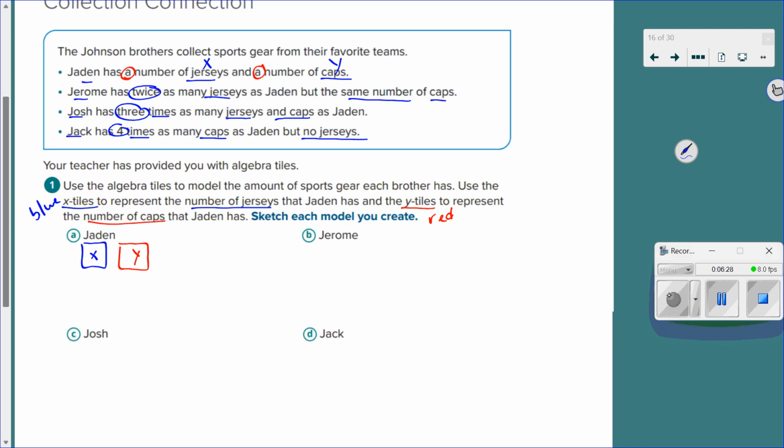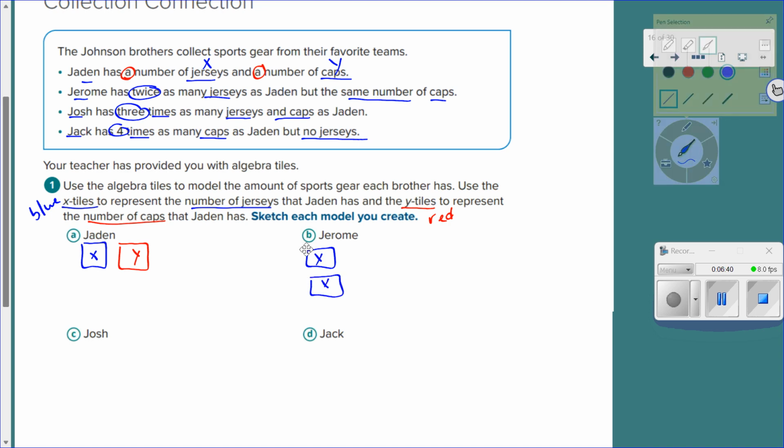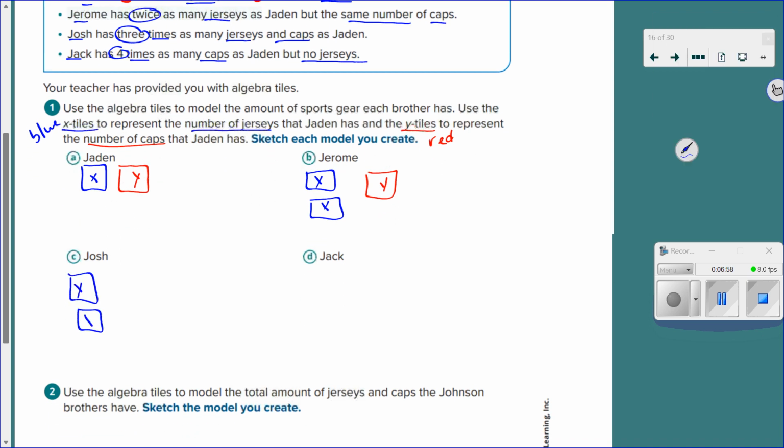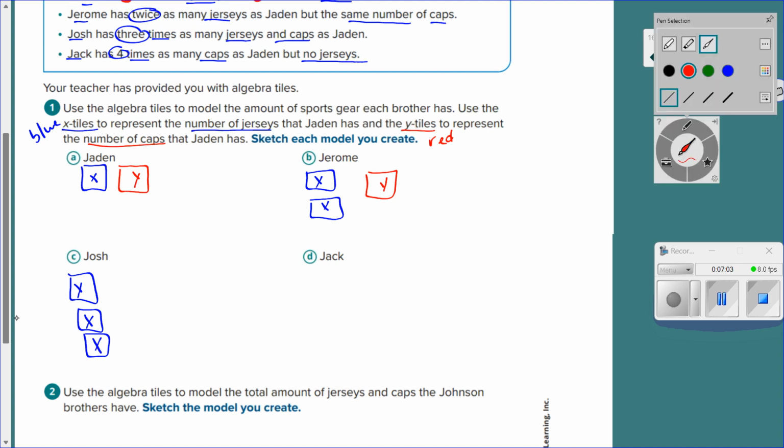So now, look at this. Jerome has twice as many jerseys. So how many blues? 2. Twice 1 is 2. But the same number of caps. So how many reds? 1. Okay. For Josh, Josh had 3 times as many jerseys and caps. So how many blues? 3. And how many reds? 3. Because it's both of them, right? It's jerseys and caps.